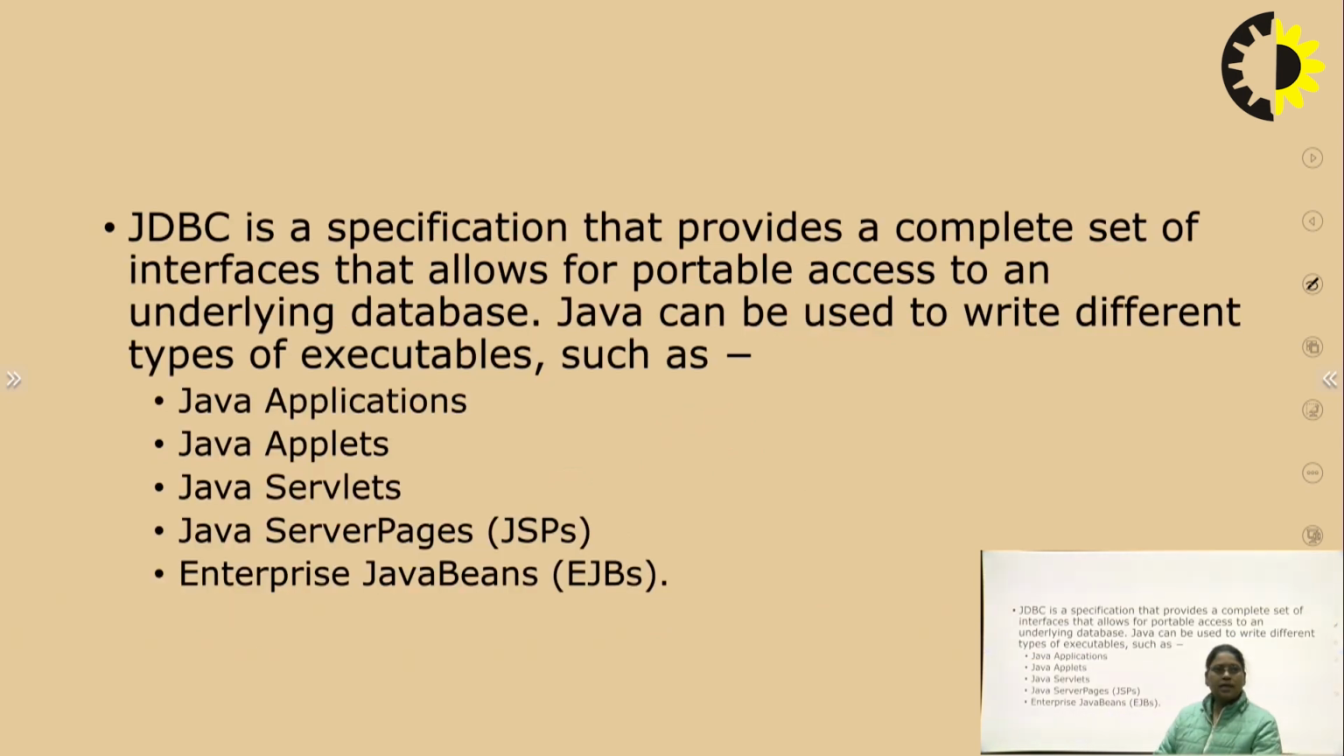So JDBC is a specification that provides a complete set of interfaces. Once we create this JDBC connectivity, we can use different types of executables like Java applications, Java applets, Java servlets, Java server pages, and enterprise Java beans. All these servlets, server pages (JSP), and Java beans are executed on the server side. They are all basically server-side technology.